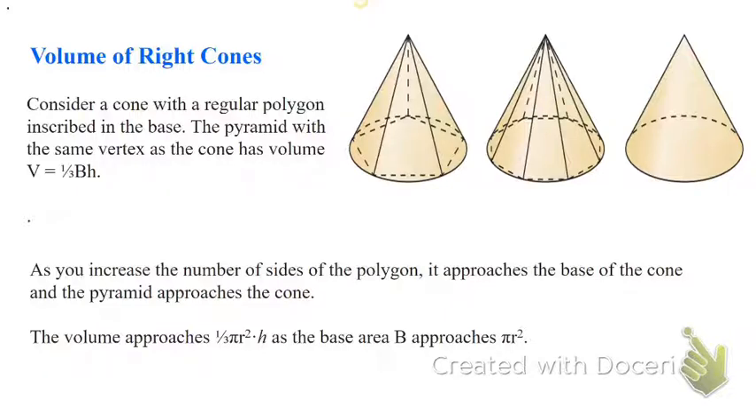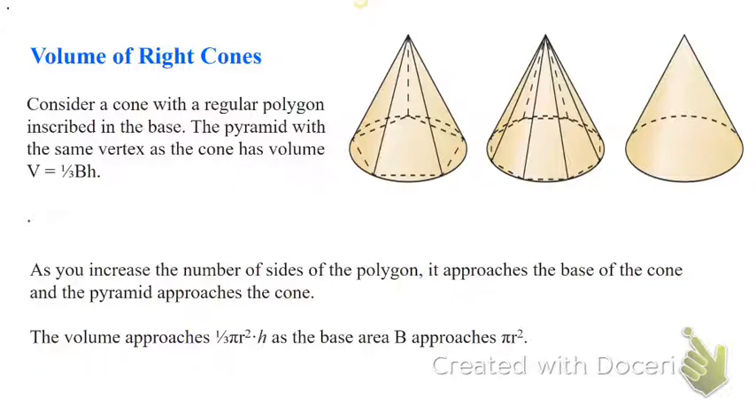Okay, if you look at the different polygons that are being drawn inside, the first one is a pentagon, but the second one has a lot of sides, so it's even hard to tell what type it is. And as you increase the number of sides of the polygon, they are approaching being an actual circle, which is what we have on a cone. So when you think about it, the volume is going to approach 1/3 pi r squared h as the base area approaches pi r squared.